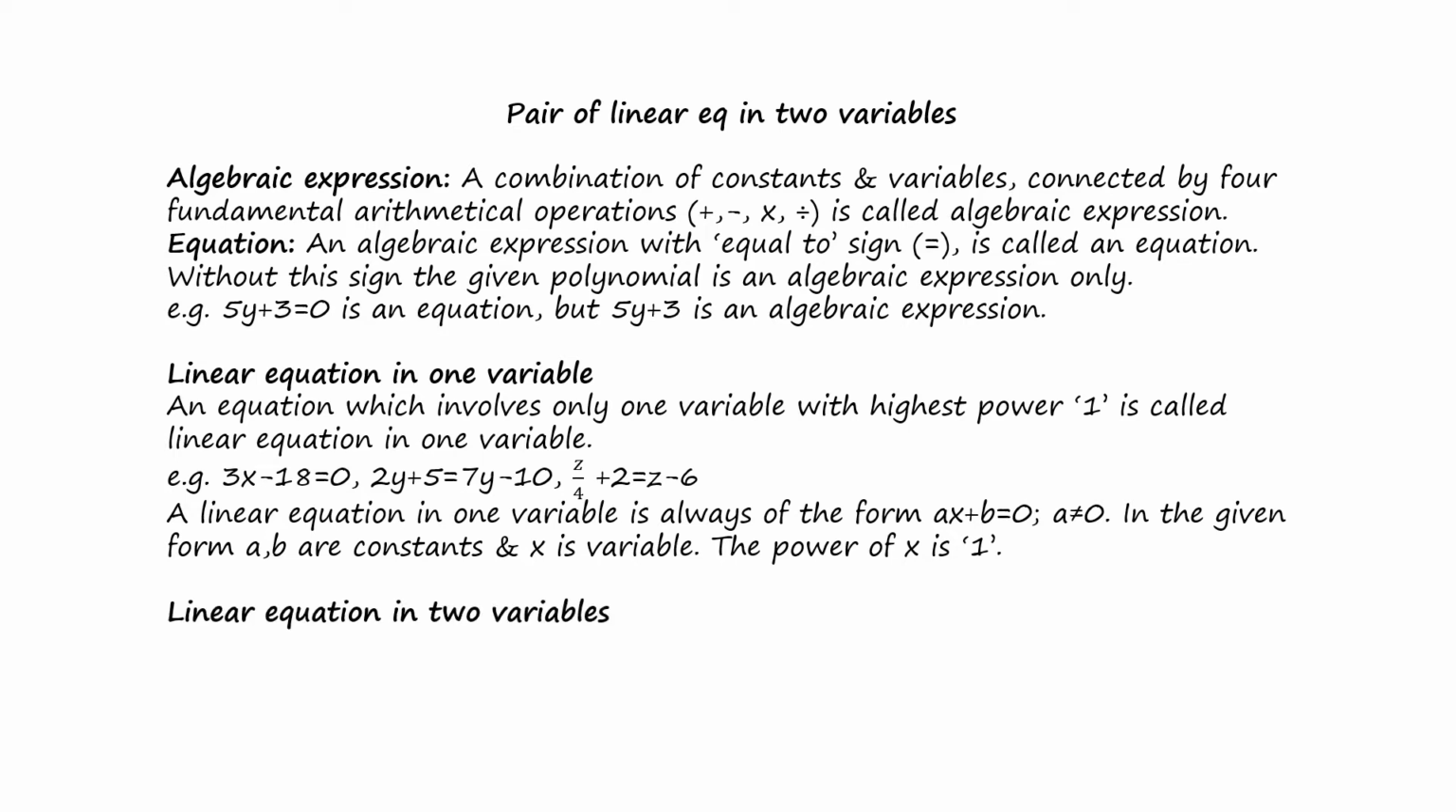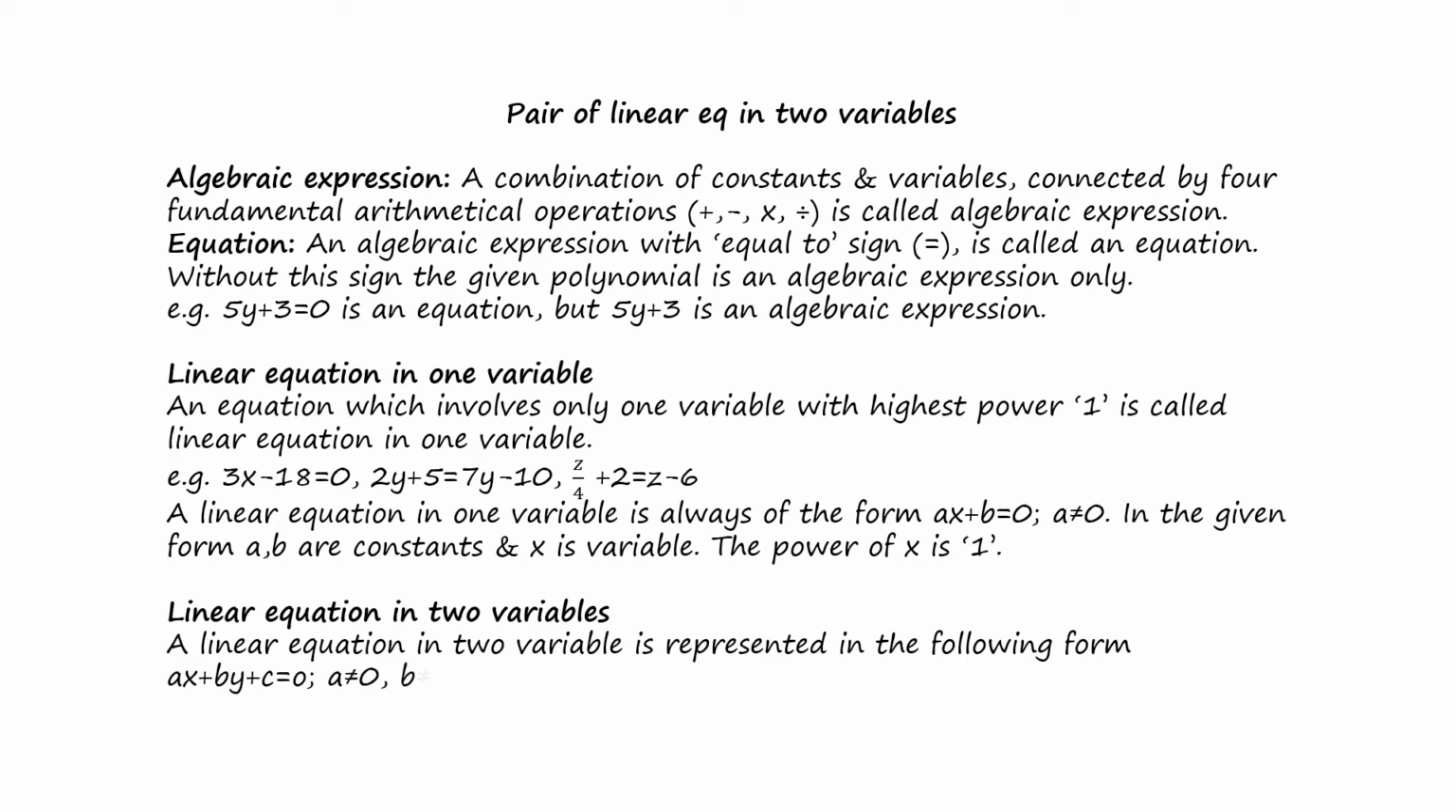Linear equation in two variables. A linear equation in two variables is represented in the following form: ax plus by plus c equals 0, where a cannot be equal to 0 and b cannot be equal to 0. For example, x plus 9y equals y plus 10, 8k plus 11p equals 4, 7x minus y equals 15x.